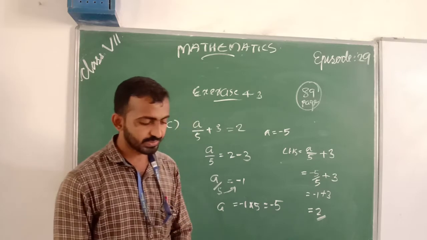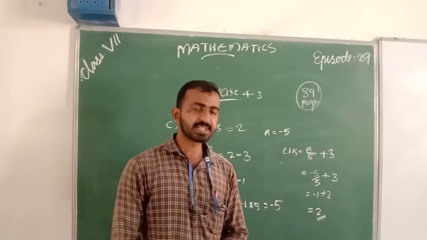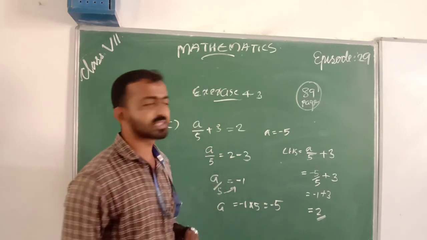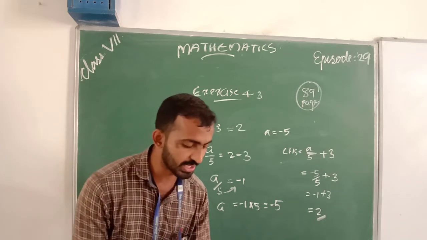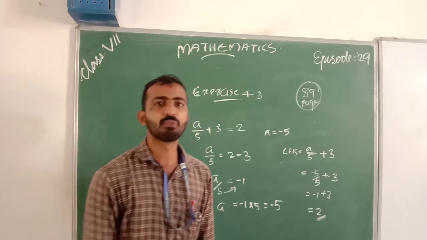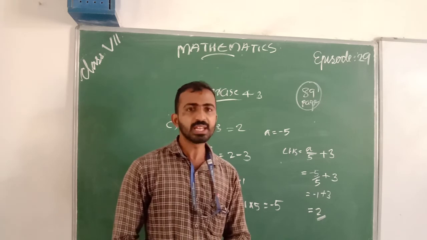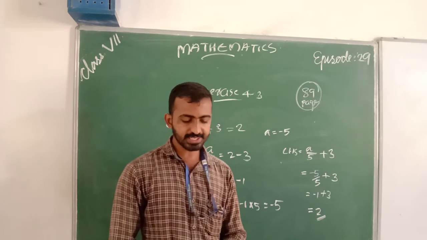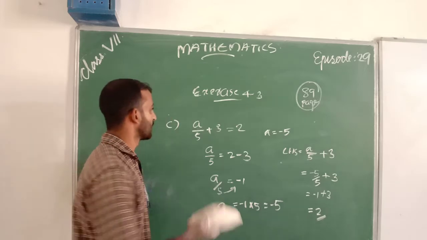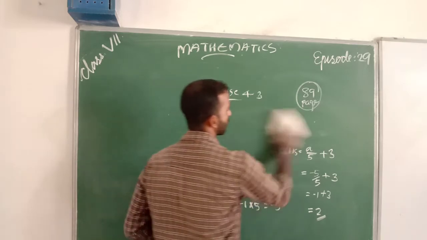This is our C part. Next is the same as the C question, so it is for your homework. And next, E. The E question is 5 by 2.